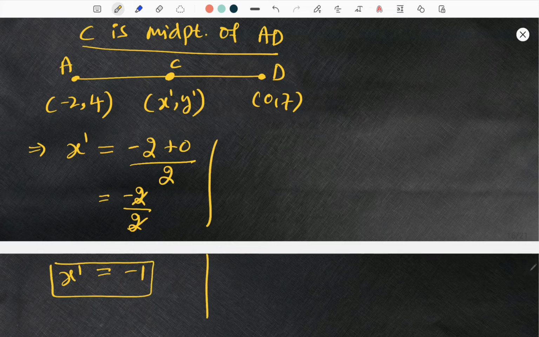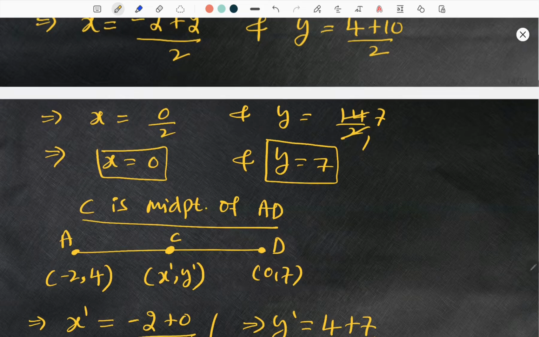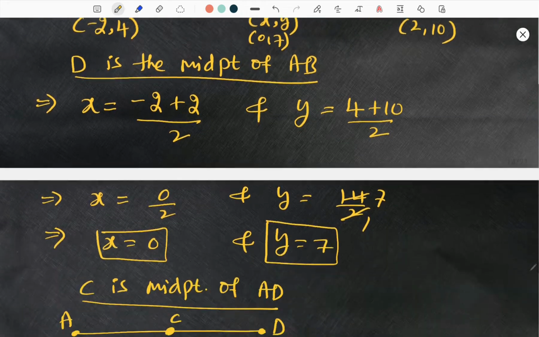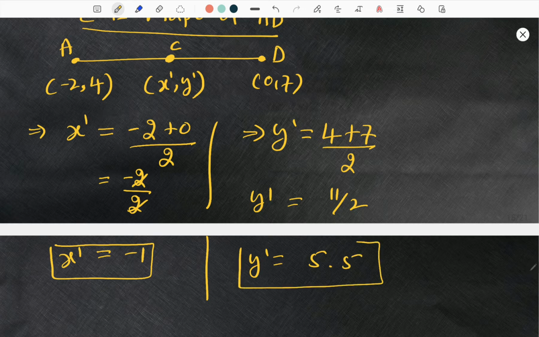Now similarly you can go for y dash also. Y dash is equal to 4 plus 7, then divided by 2. I hope you are understanding what I am trying to say. So it becomes 11 by 2, or you can write it as 5.5. So you got the coordinates of C also. D is over, C is over.